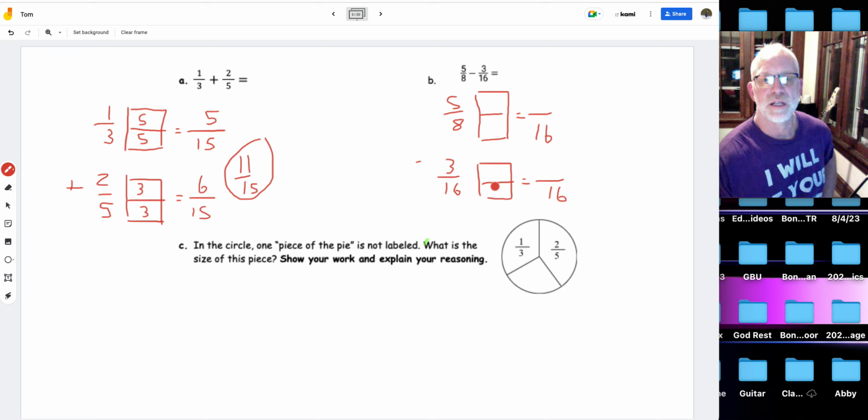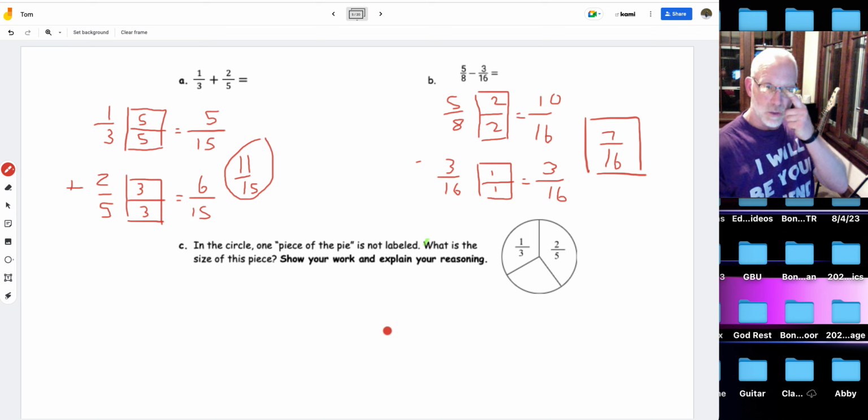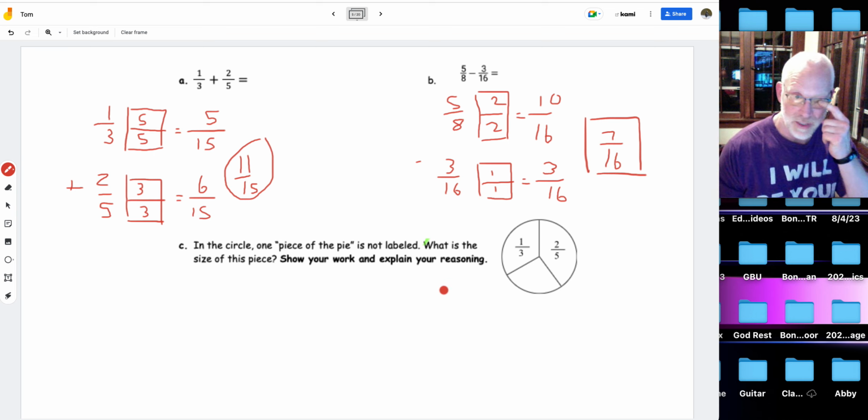So this one, 16 times 1 is 16, 3 times 1, so it just stays 3/16. This one, 8 times 2 is 16, and then 5 times 2 is 10. So I just went 10, subtract 3 is 7, with a denominator of 16. 7/16. Down here it says, in this circle, one piece of the pie is not labeled. What is the size of this piece?